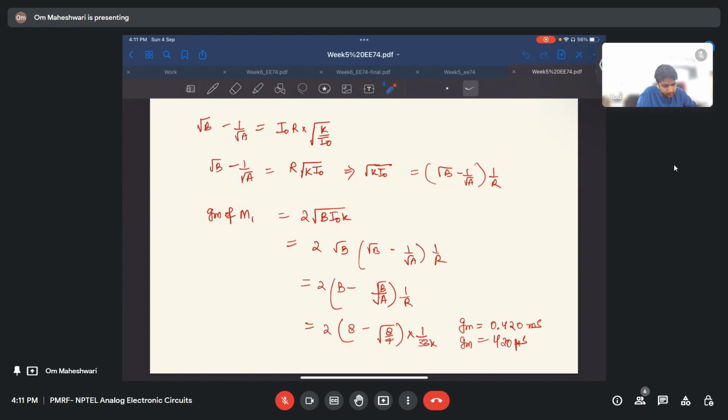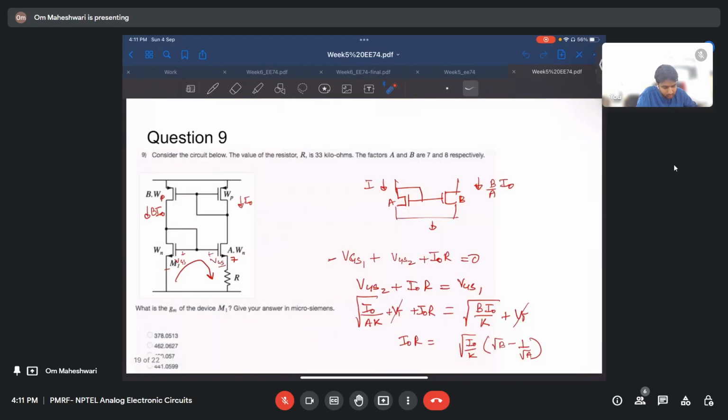So what was the doubt? Sorry, I didn't see the calculations. Actually, I thought it should be A times I naught. On the right side, in the left side it was B times I naught, right? The right side also should be multiplied by A. That's what I thought. Okay, I got clear, sir. No problem, sir. I got it. Next question, sir.